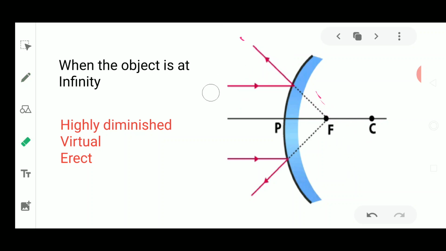Similarly, what is happening to the second ray? This second ray is also coming parallel to the principal axis, and after reflection it will be diverged actually, but we have to draw the image, so we will extend this backwards. As we extend these two lines backwards, they meet at focus, which means the image will be formed at focus. The image formed at focus is behind this mirror, so the image will be virtual.